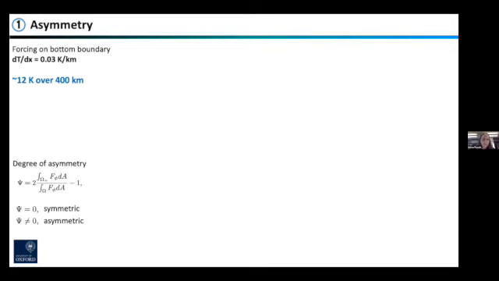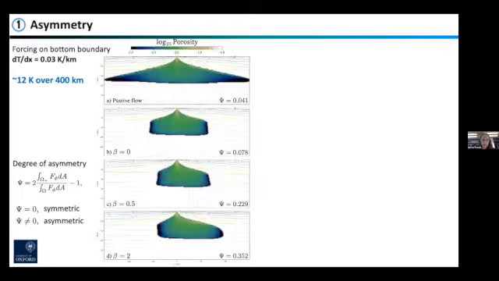And I'm also going to define a degree of asymmetry, shown here, psi. The important thing is that if psi equals 0, then we have a symmetric partial melt region, and if it's different from 0, it's asymmetric. So here I'm showing some maps of porosity for 4 different cases. On the top, it's the passive flow or corner flow case where there is no buoyancy considered, and 3 cases for different values of beta. And we see that with increasing beta, the degree of asymmetry increases.